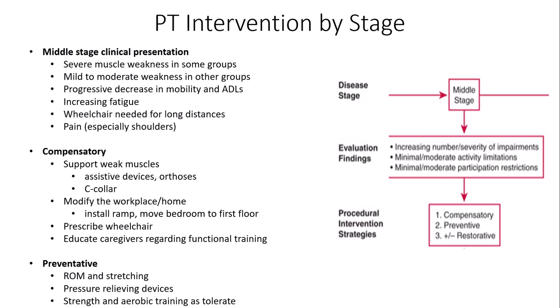This might be the time that you'll have to recommend installing a ramp or moving the bedroom to the first floor, for example, so the patient doesn't have to go up and down steps. You might need to prescribe a wheelchair and educate the caregivers on functional training. And as far as preventative, here you're going to be doing range of motion and stretching, using pressure relieving devices as well as strength and aerobic training as tolerated. But realize if they're really lacking strength, if the strength isn't greater than or equal to 3 out of 5, then you do not want to do any strengthening exercises.